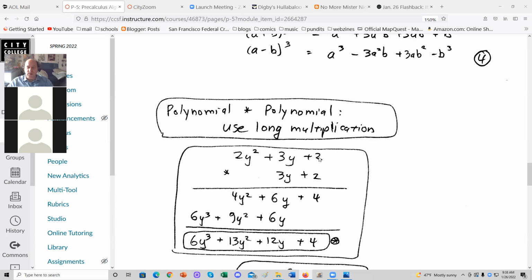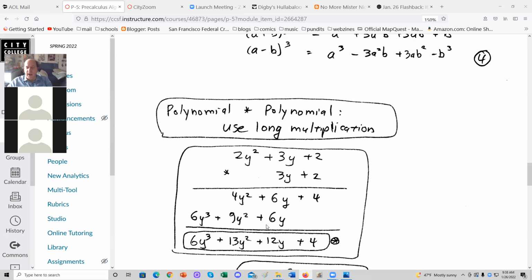First we multiply 2 times all of these terms. 2 times 2y squared is 4y squared, 2 times 3y is 6y, 2 times 2 is 4. Then we multiply 3y by all of these terms. 3y times 2y squared is 6y cubed, and 3y times 3y is 9y squared, and 3y times 2 is 6y.